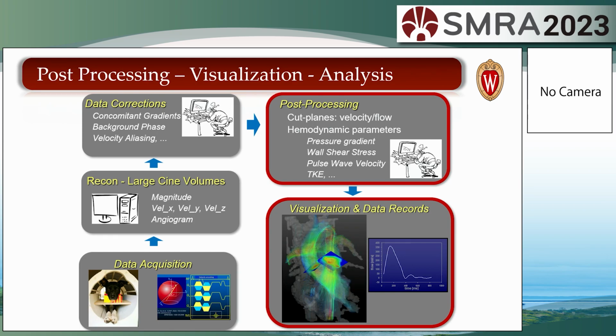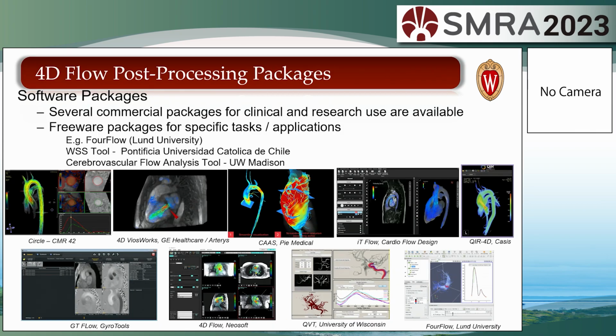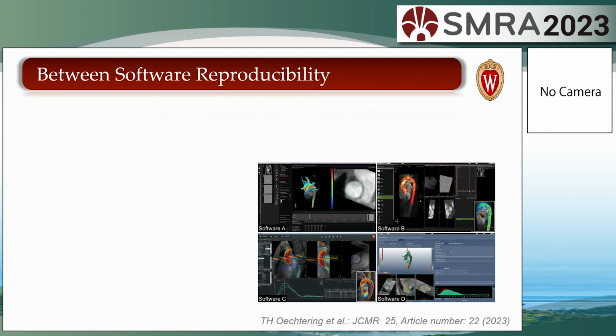So, last part, processing and visualization. We're in a really good space now that there are quite a few post-processing packages available, both for clinical work that are approved by authorities like the FDA, for research applications, and also tools that are shared as freeware packages. There are, I think, 2 or 3 vendors displaying their 4D flow package here at our conference, so go and check them out. If I had given this talk 6, 7 years ago, there would have been very little on this slide.